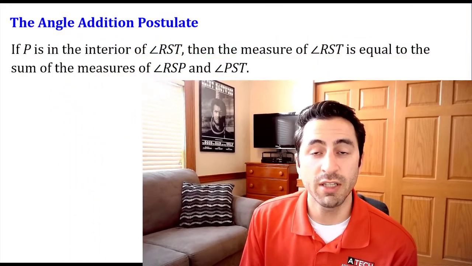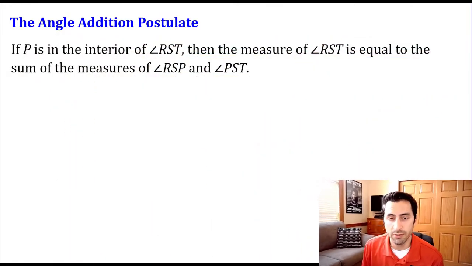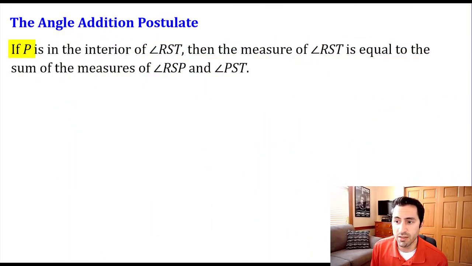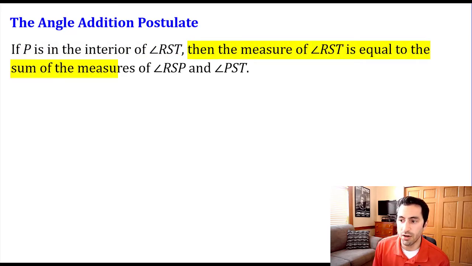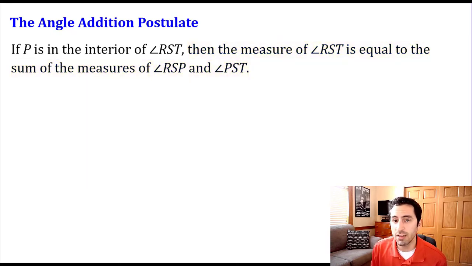So let's start off by just taking a look at what the postulate says. It says if P is in the interior of angle RST, then the measure of angle RST is equal to the sum of the measures of angle RSP and angle PST. There's a lot of letters in there. There's a lot going on. So let's go back to the beginning. And this time we'll go step by step and we'll put a diagram with this as we go.